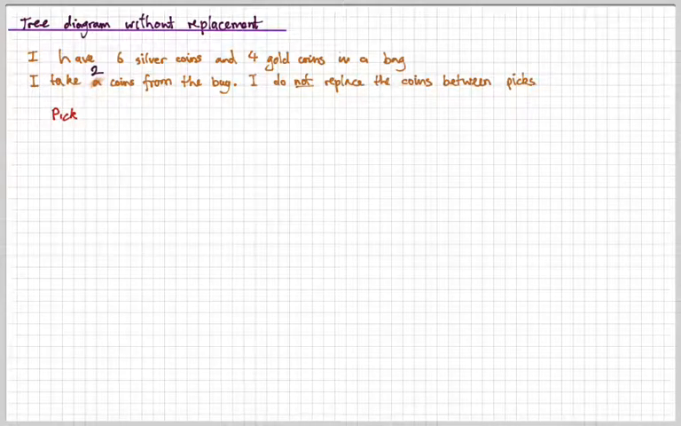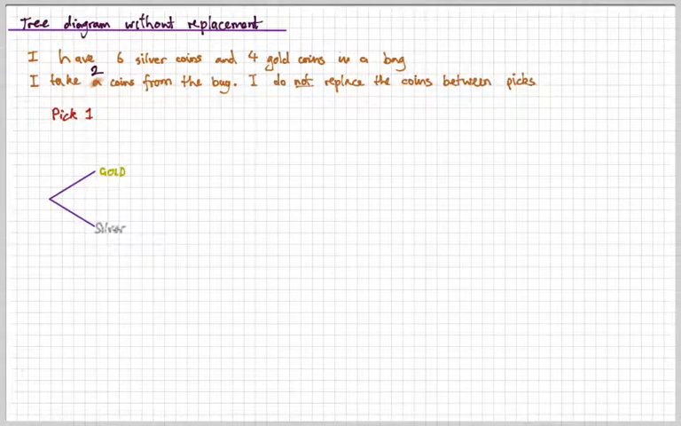So we're going to do a tree diagram to represent this. If you're happy with the tree diagram from the previous question, you should pause the video now and see if you can fill out all the possible branches of the tree diagram. Okay, so looking at the tree diagram, we have the first pick. The options are we pick a gold coin or a silver coin. The probability of picking a gold coin for the first pick would have been 4 out of 10. The probability of picking silver would have been 6 out of 10.